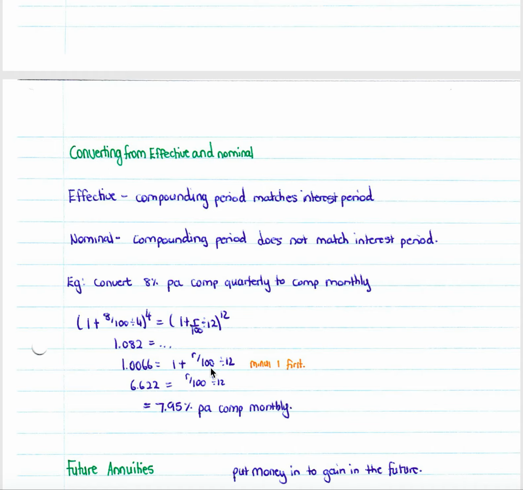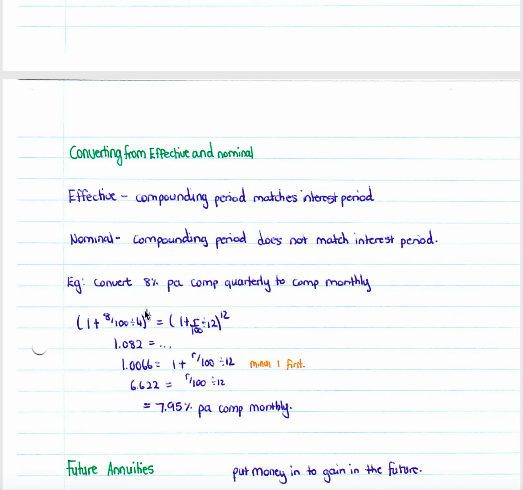Next, often you have to convert from effective to nominal and from nominal to effective. So effective is simply where your compounding period matches your interest period, and nominal is where your compounding period does not match your interest period. So for example, you have to convert 8% per annum compounded quarterly to compounded monthly. So now the easiest way to do this is to take the bracket that you would use in your compound formula. Now you need to make sure that both sides are for a period of 1 year.